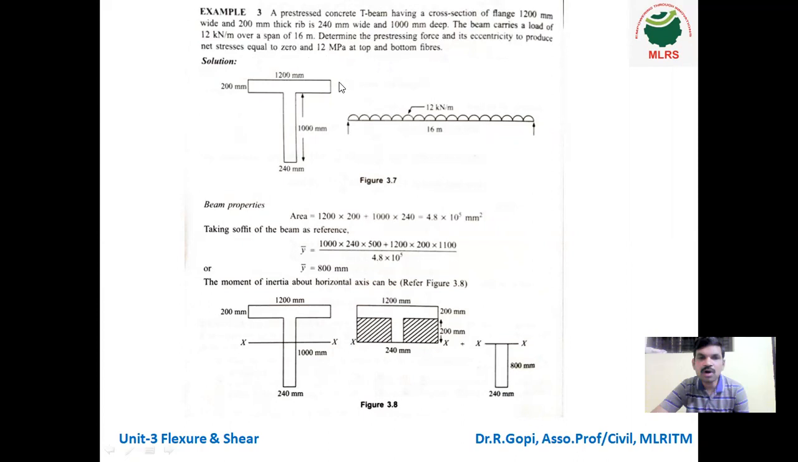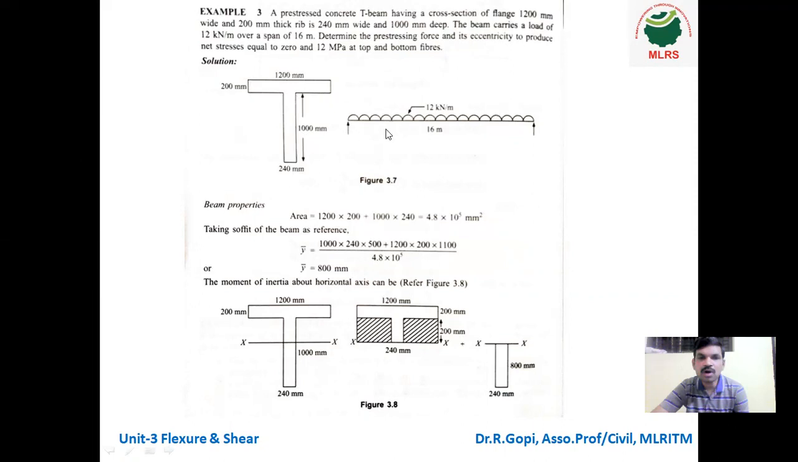Okay, what is the difference between the previous problem and this problem? In the previous problem, they gave only a rectangular section. But in this problem, they have given a T-beam section. That is the difference. So you can see here, this is the cross section of the beam. The flange size is 1200 into 200, and the web size is 1000 mm into 240 mm.